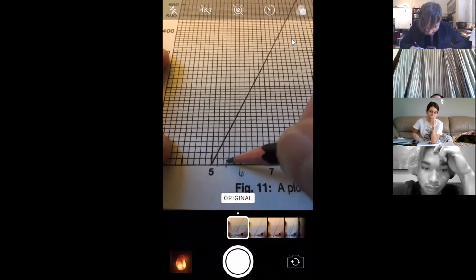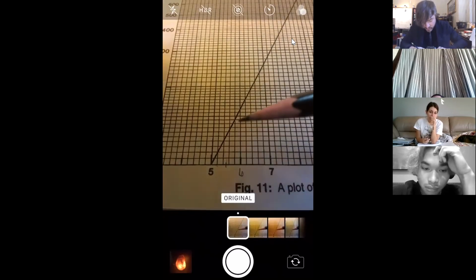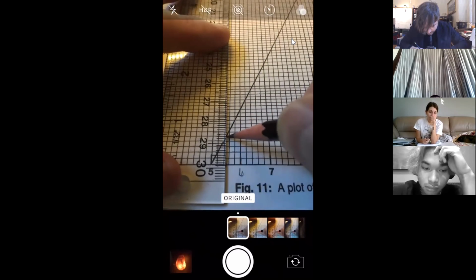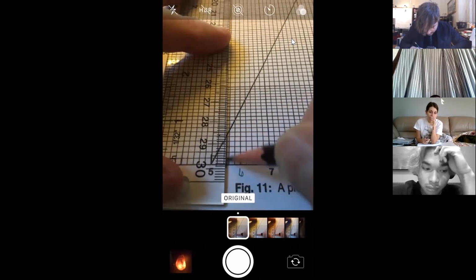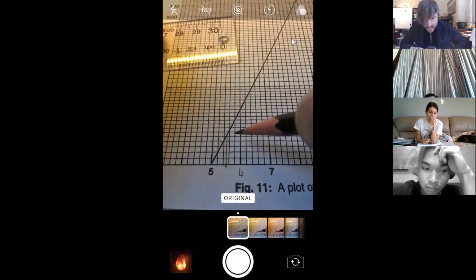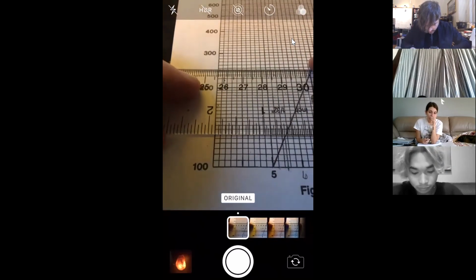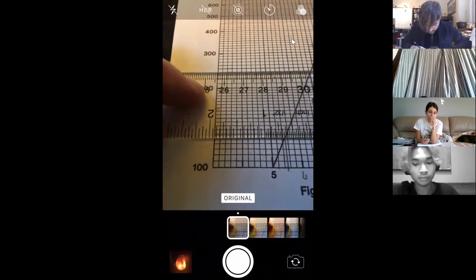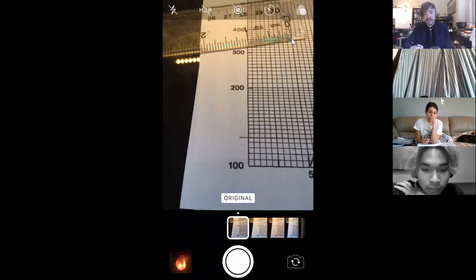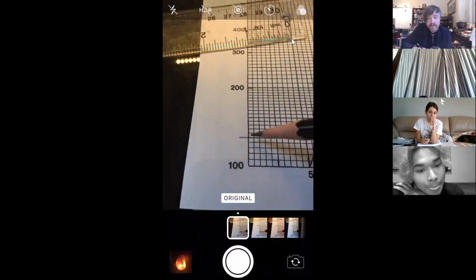Let's track that up as carefully as we can. Maybe I'll use a ruler. It matches the line there. And then we go across to that distance there. Now let's see how good you guys are. Can you tell me what that distance is in parsecs?